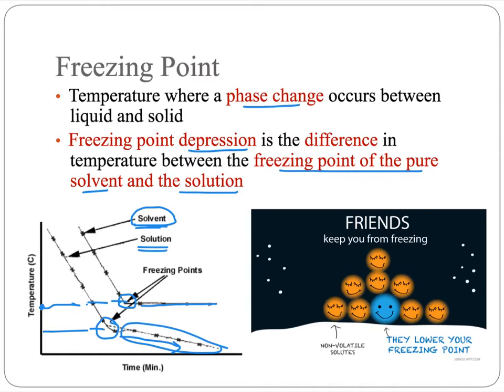This little cartoon over here on the right tries to show a way to remember that freezing point goes down when there are more particles in solution, kind of like friends keep you from freezing because they're insulating you all around. And that's sort of what we think is going on. It's keeping the solvent particles from making the switch from solid to liquid because these other particles kind of get in the way.